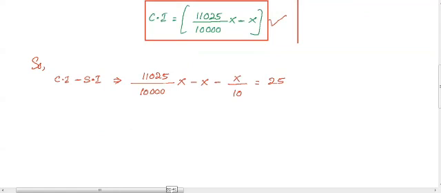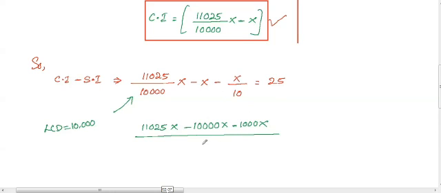Now take LCD, because the difference is equal to 25 rupees. So now take LCD and simplify this. See here LCD is 10,000. So we'll get 11,025x minus 10,000x minus, we have x by 10, so 1000x, whole divided by 10,000 equals 25.